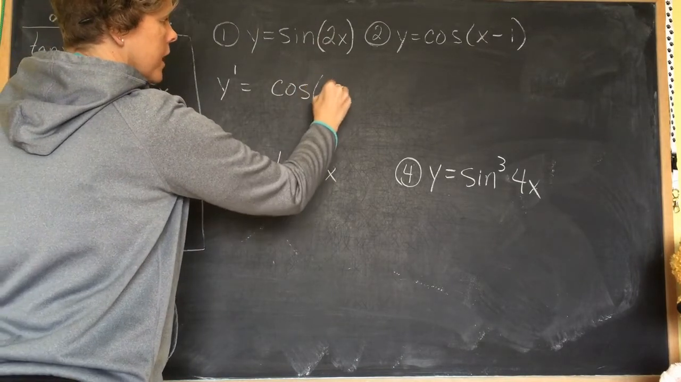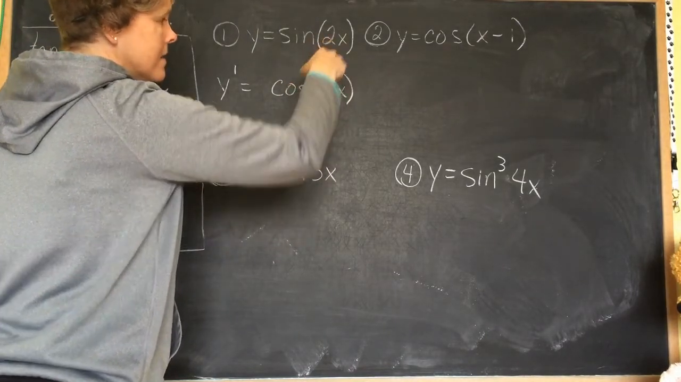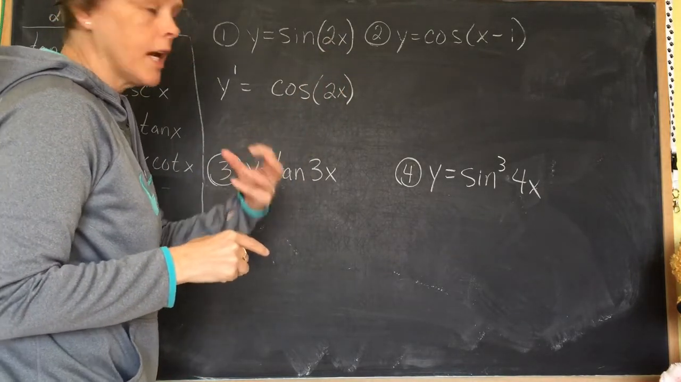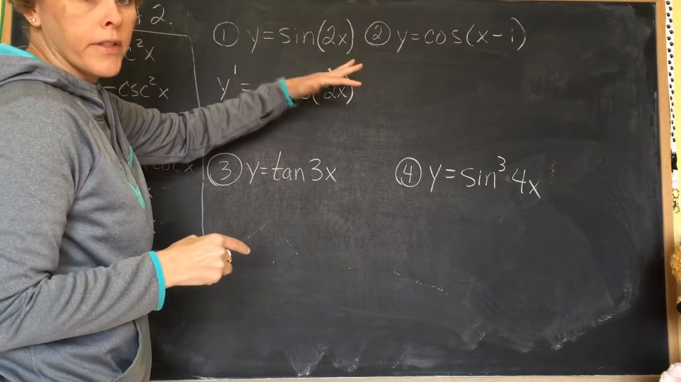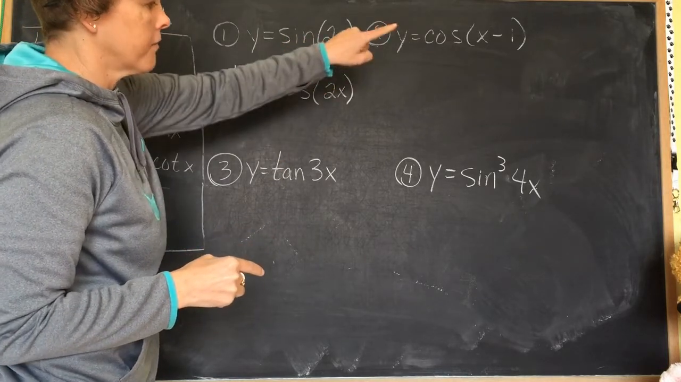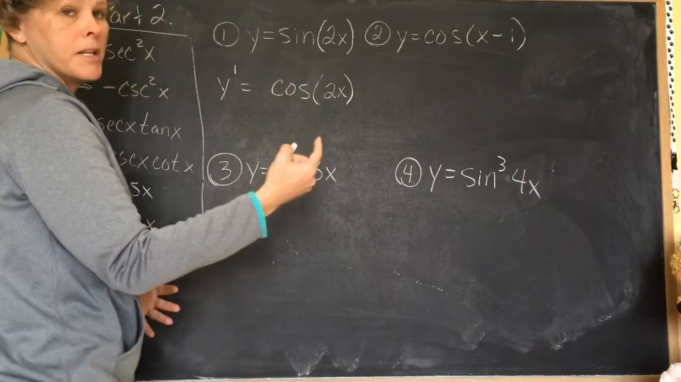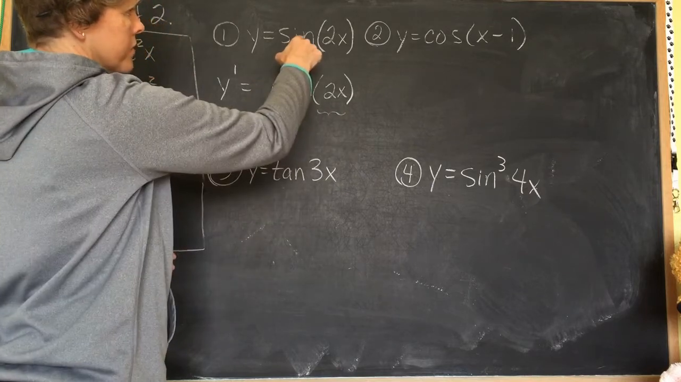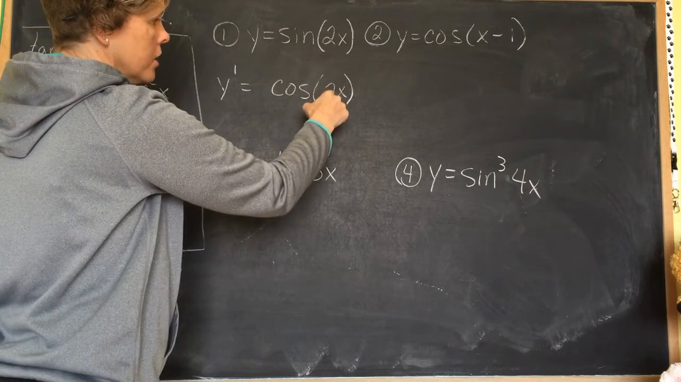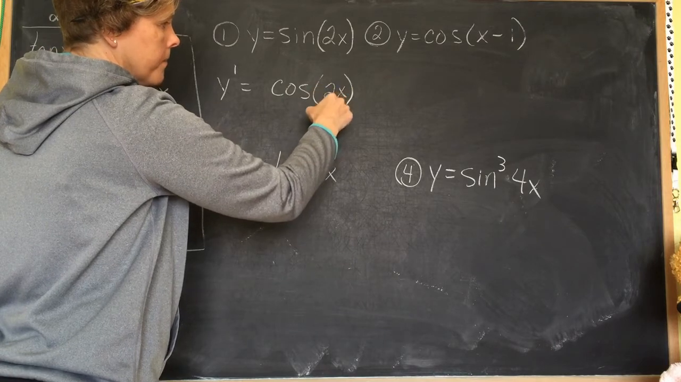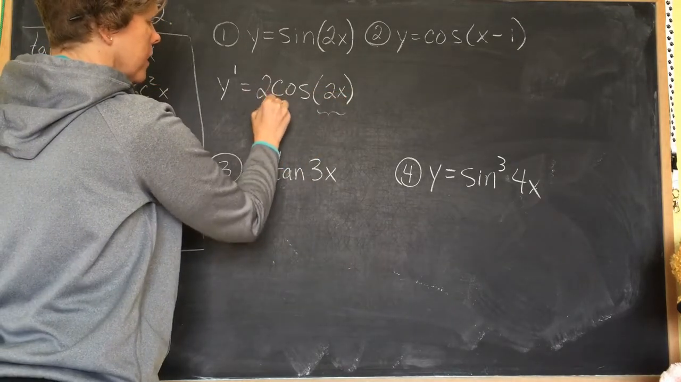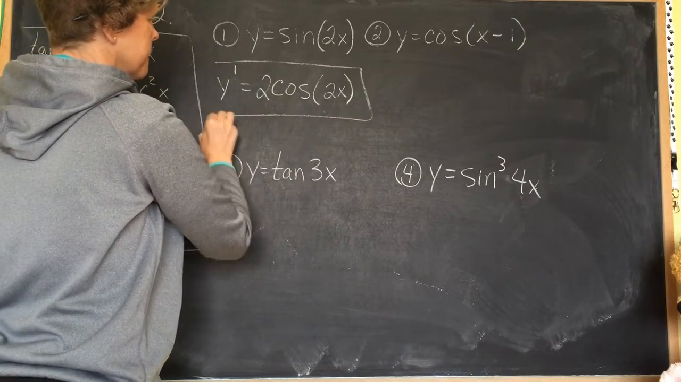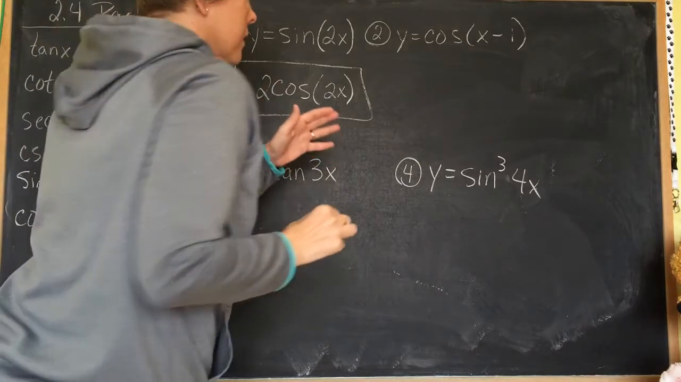The argument doesn't change. Whatever the argument was at the beginning, that's the argument at the end. The only difference now with the chain rule is that before this section, the argument was always x in every one of your problems. Now the argument's going to be different, so you have to take the derivative of that argument. Derivative of sine is cosine. Argument didn't change. What's the derivative of the argument? 2. So put that out front. That is my answer, 2 cosine of 2x. Done.